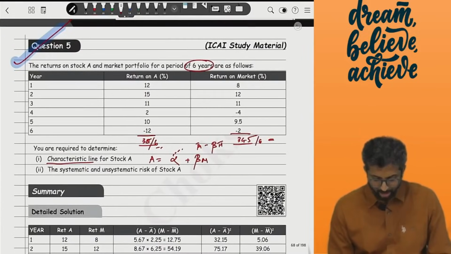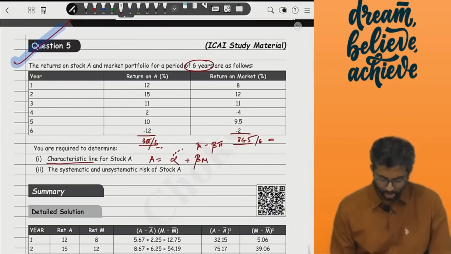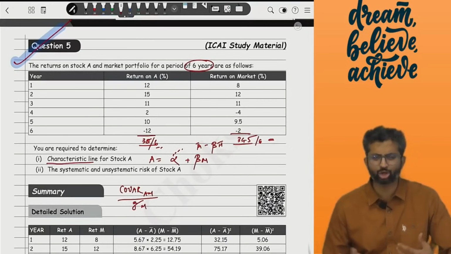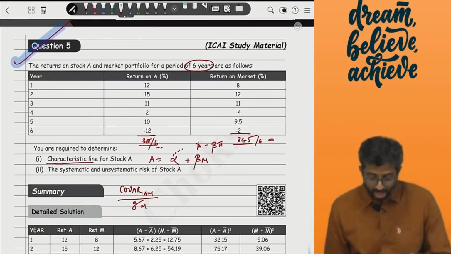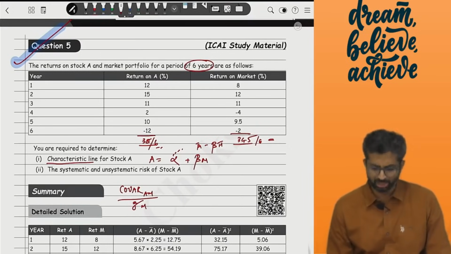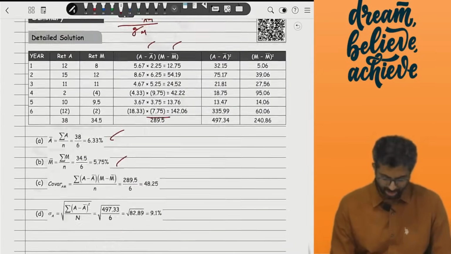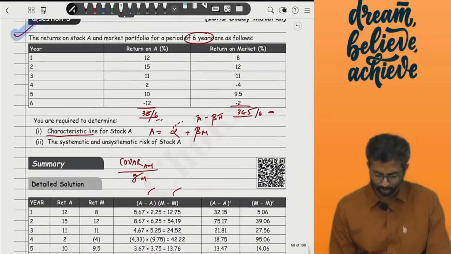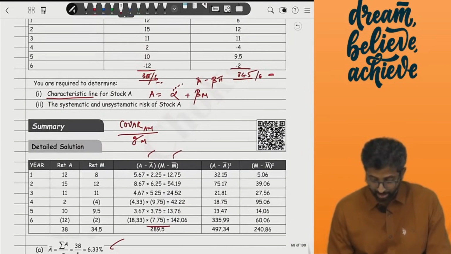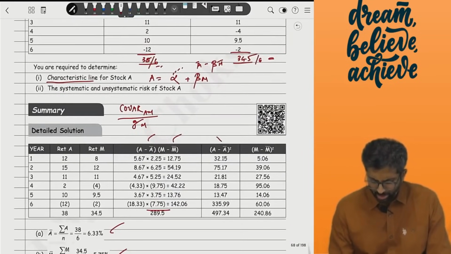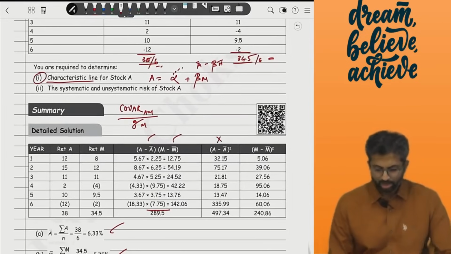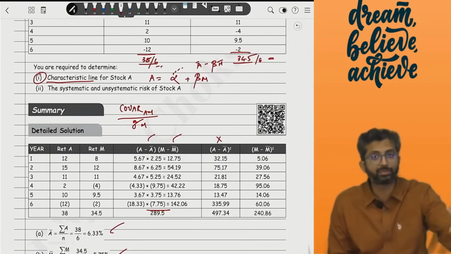However, for the characteristic line you need beta, and how do you calculate beta? As we just said, this is covariance of A with M upon variance of the market. So you make your standard 6 column or 7 column table where you put in A, where you put in the market, then A minus A bar, as you can see over here, M minus M bar over here, and that comes to 289.5 divided by 6. That will give you covariance of 48.25. Variance of the market over here, honestly I don't really need, at least for 0.1, the standard deviation of A. Later if needed we will see.